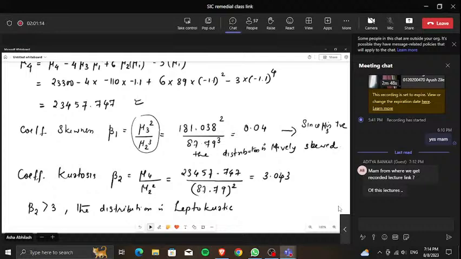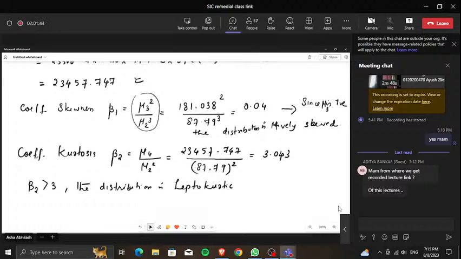So this problem is clear? Any doubt? Yes, ma'am. Moments, raw moments, central moments, coefficient of skewness, and coefficient of kurtosis. Clear? Okay. You can expect such type of problem in the examination. Now one more topic is remaining, that is correlation. Quickly I'll take one problem based on that too.